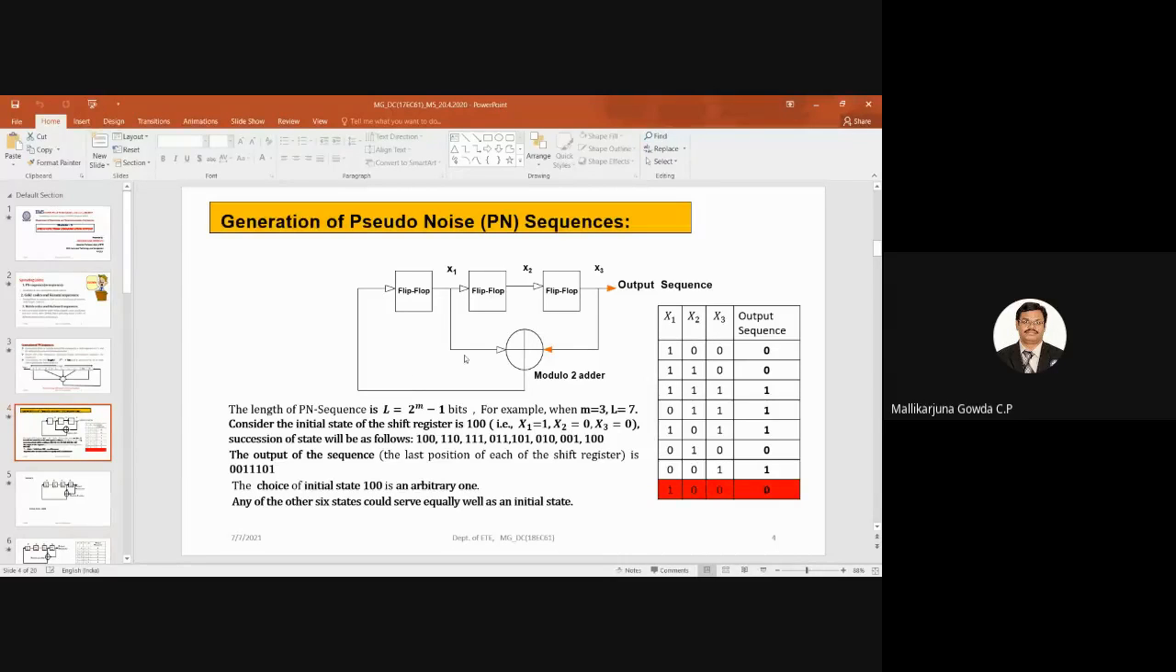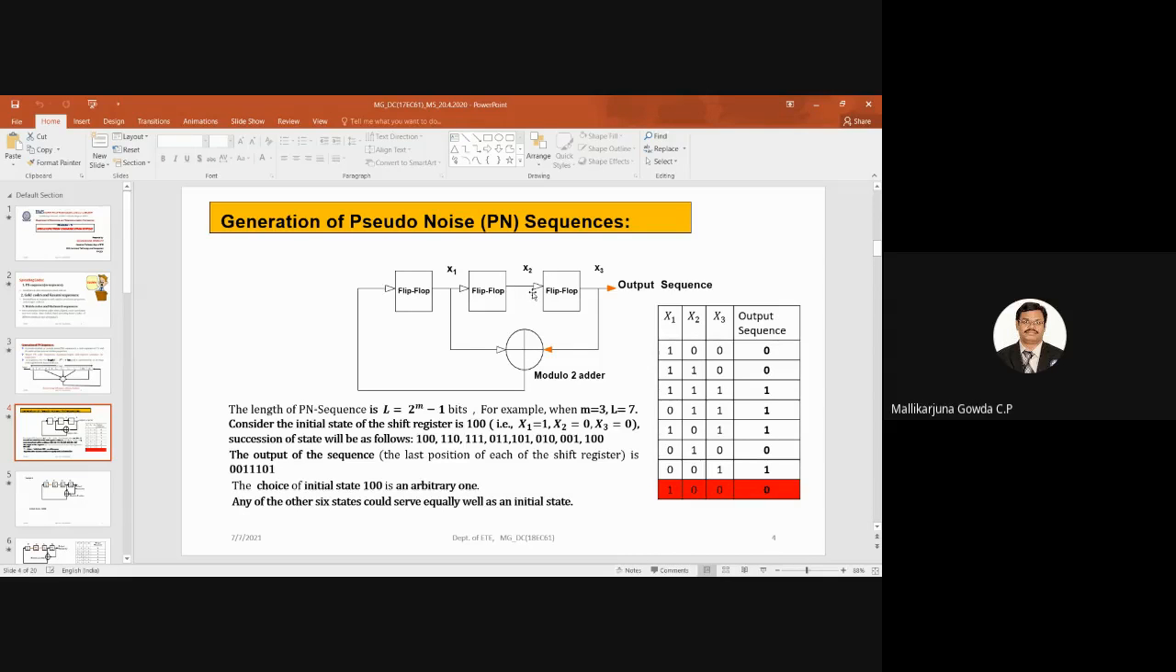So let us assume the initial condition of this flip-flop is 1, 0, 0. That is what I have written first here: X1, X2, X3. Hope you are able to see this table. The output of flip-flop 3, that is X3, is my output sequence. So I have taken the initial state as 1, 0, 0. Okay, so I will be applying a clock pulse.